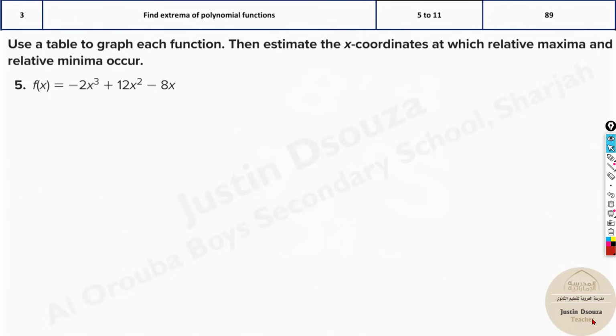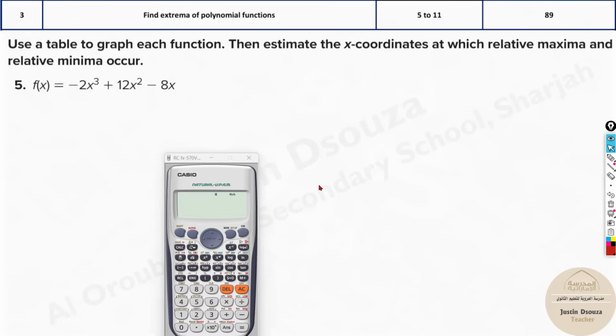Here we have been given the equations of the graph. We need to graph this equation, and then we need to find where the extrema, maximum or minimum, lies. Let's take our calculators and type mode and then option number 7 for table. Type this equation as it is. It's minus 2x cubed, and then we have plus 12x squared, and lastly minus 8x.